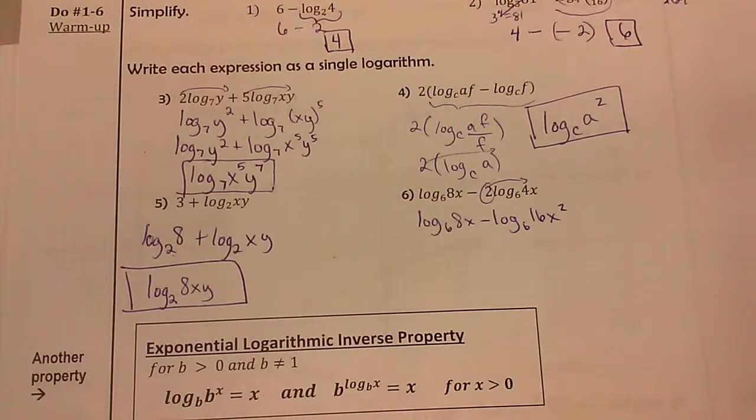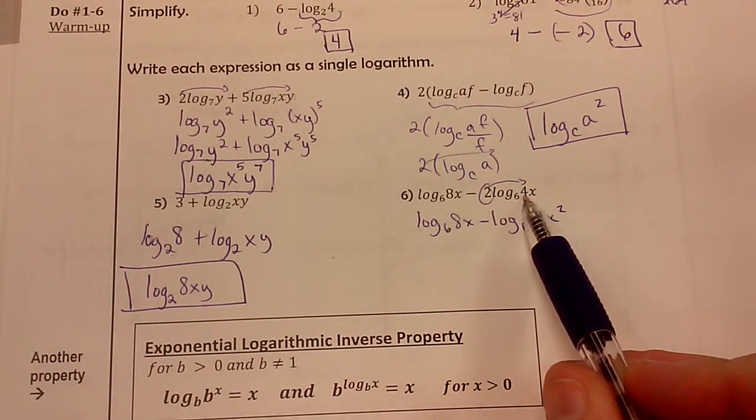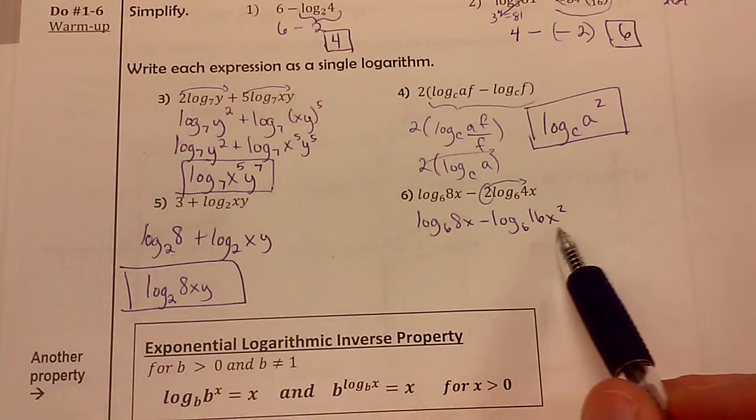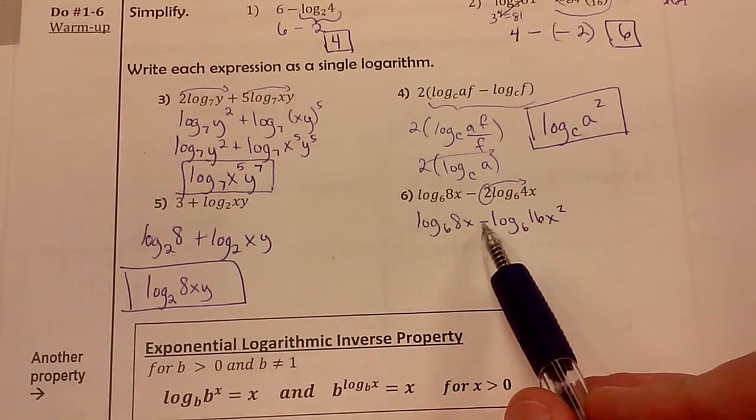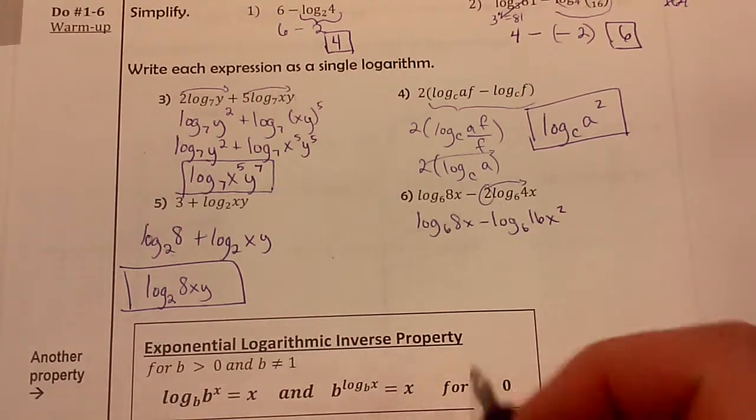All right, so on this one, what the heck was I doing? Oh, okay, so first I had the frog jump the log, power rule. 4 squared is 16, x squared. So I rewrote it here, and now it's subtraction. So that means we can write this as a quotient.